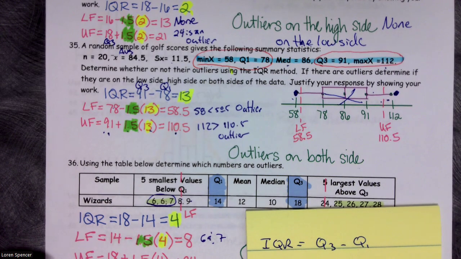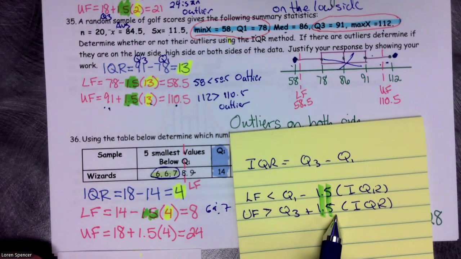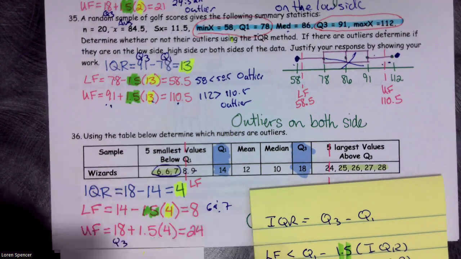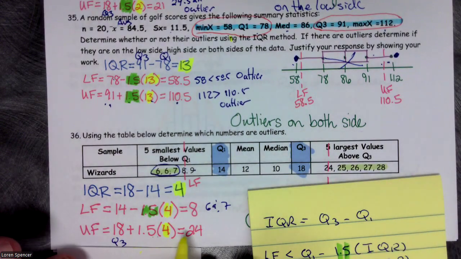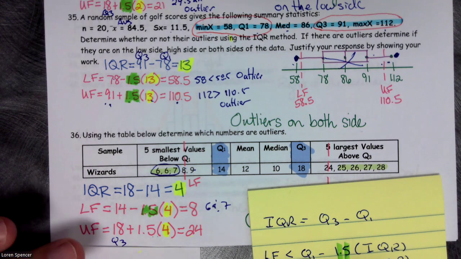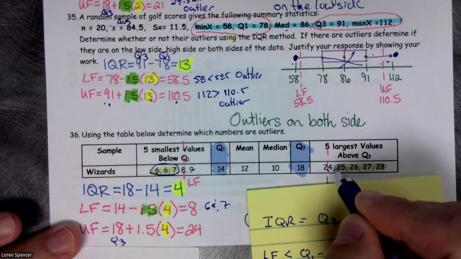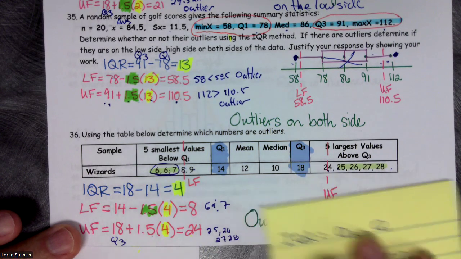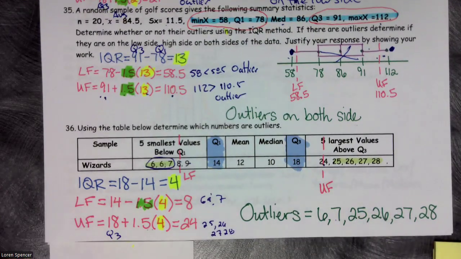On the high side, once again, Q3 plus 1.5 IQR, where 18 was our Q3, plus 1.5 times the IQR that we calculated here of 4, and we get 24. All right, so anything above 24 is an outlier. So 24 is not above 24, but 25, 26, 27, and 28 are. So our outliers are 6, 7, 25, 26, 27, and 28. We don't need to write the repeats, but those are our outliers.